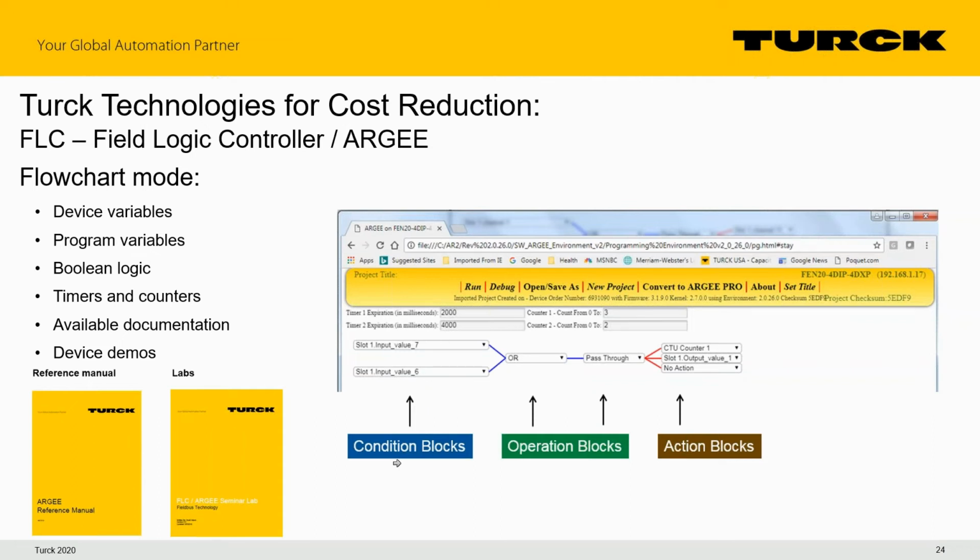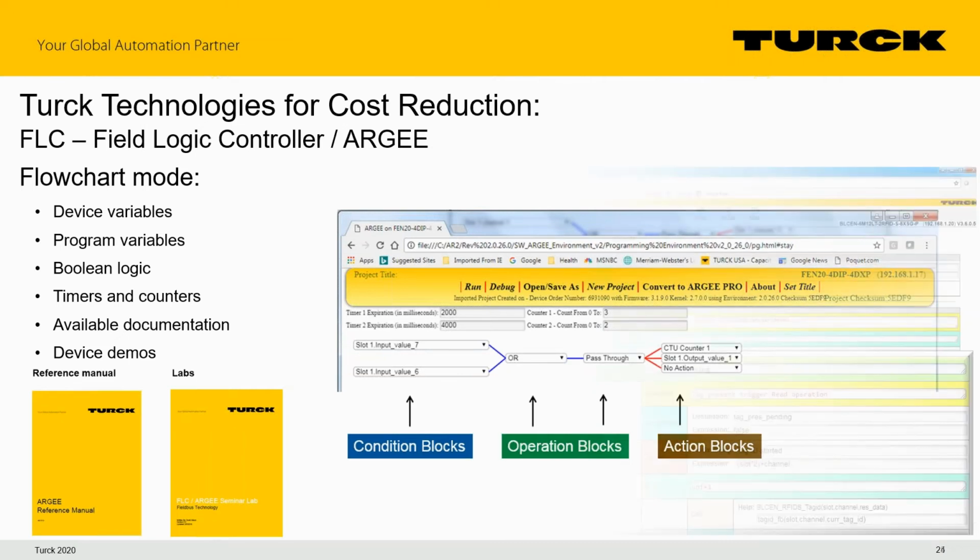So we have our input conditions, we have operations, so and, or, nots, pass through if nothing's happening, and we have our action blocks. So we can count up on a condition, count down, timer on, timer off, set an output. So there's a lot of things we can do here discreetly, but it's not all that powerful. But we do have this convert to RG Pro button. So when we convert to RG Pro, the environment changes quite a bit.